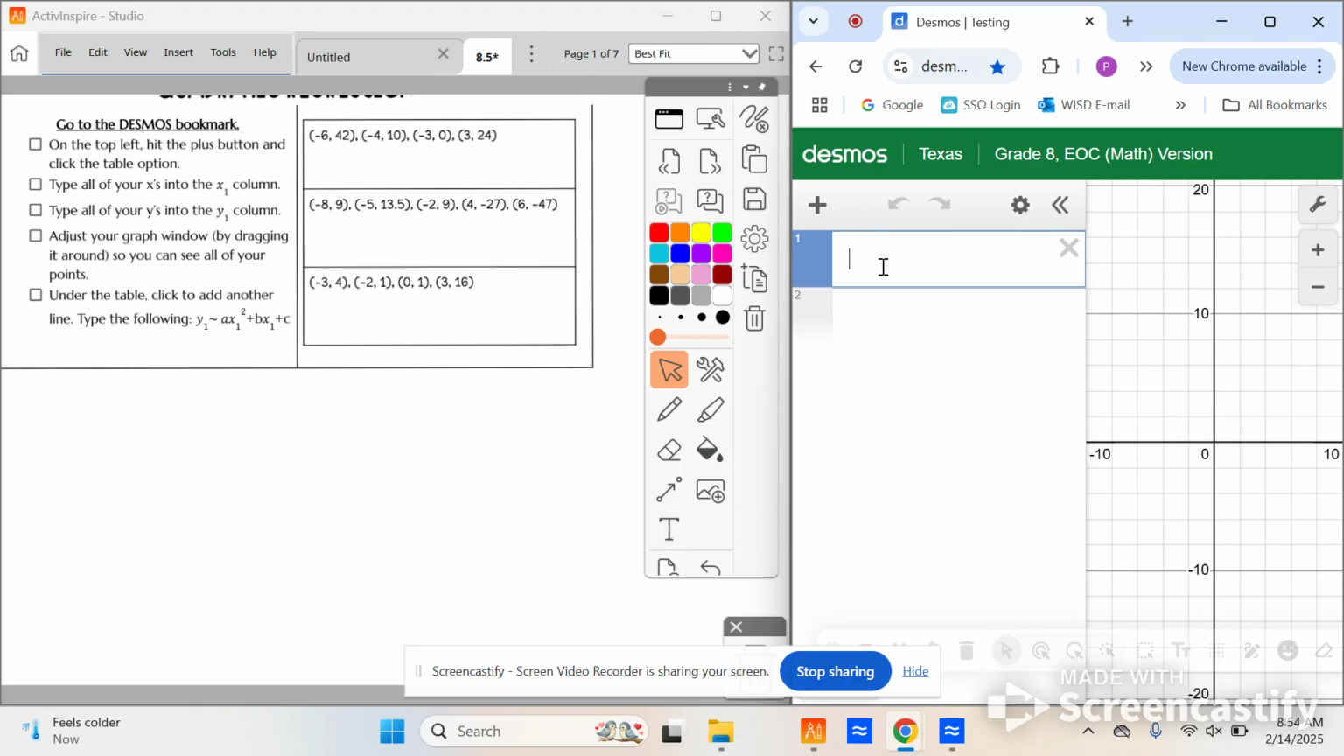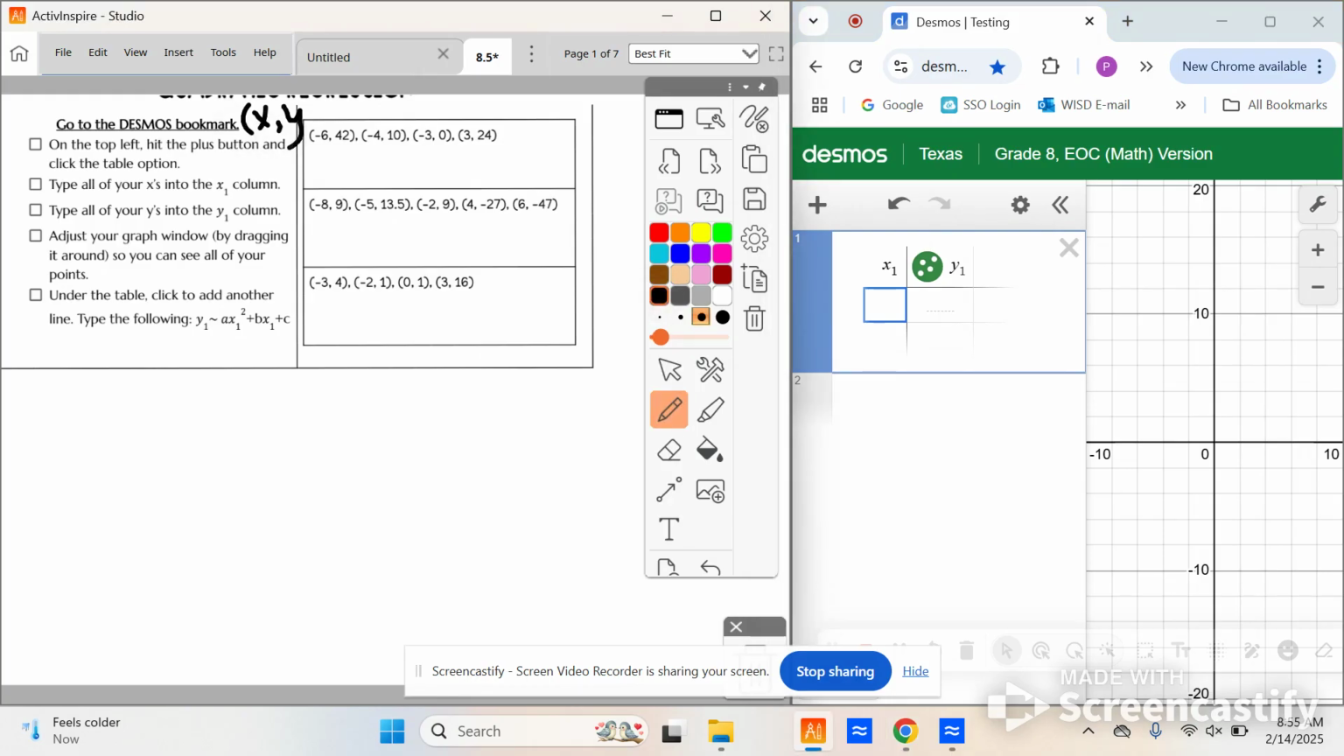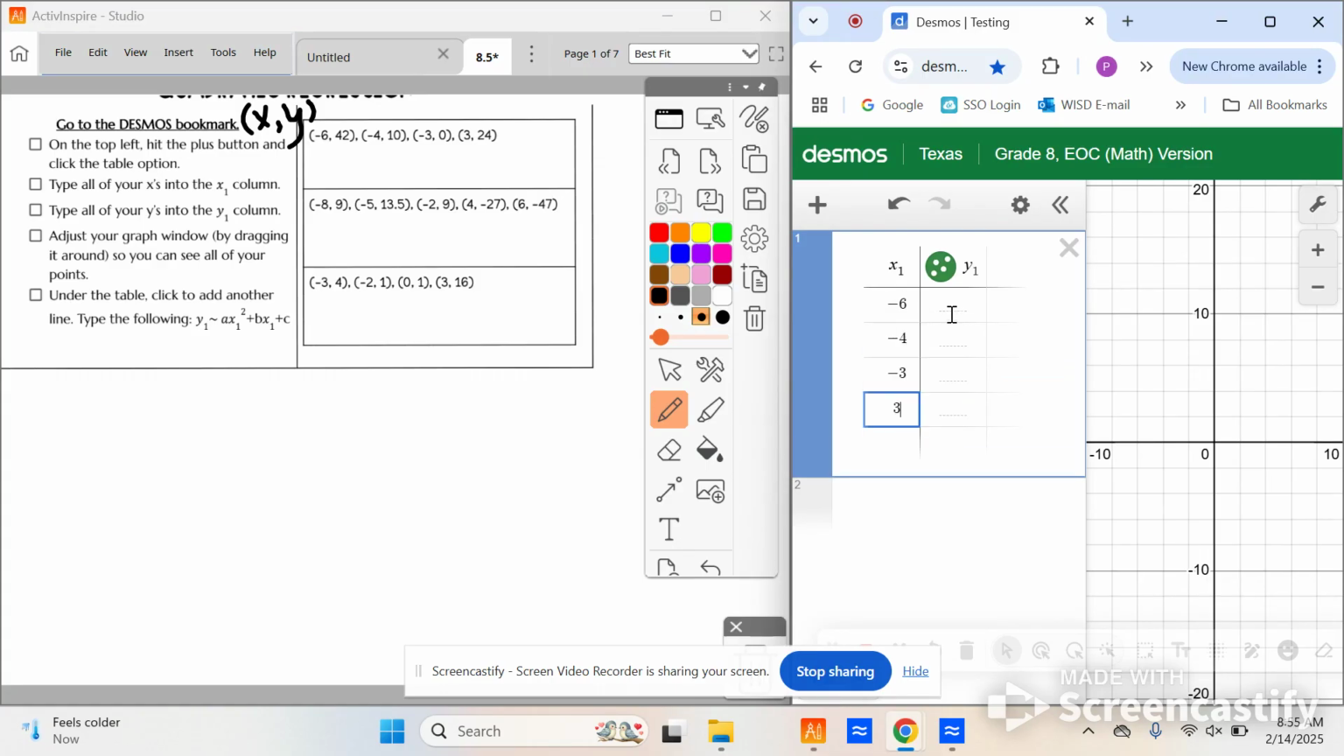So first, on the top left, hit the plus button and click the table option. Then you're going to type all your X's in the X1 column. So remember, your X's are your first of the two in an ordered pair. So I have -6, -4, -3, and +3. So these are each of my X values.